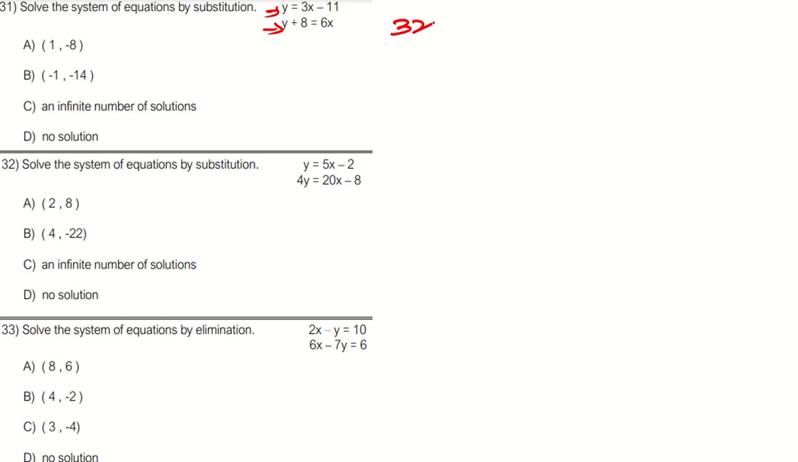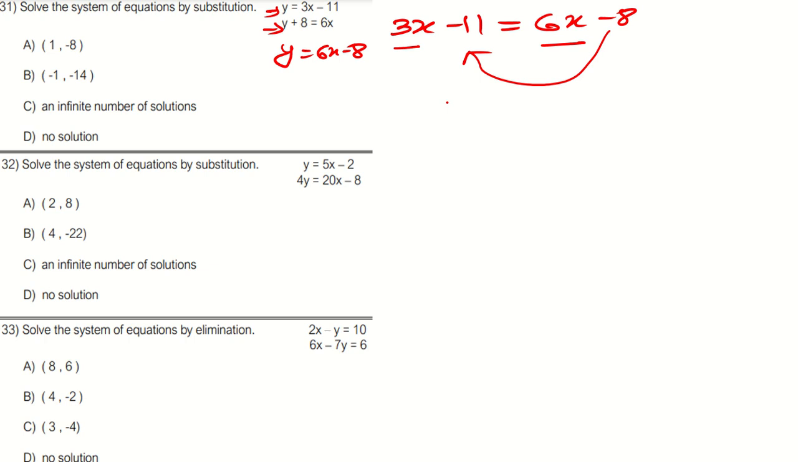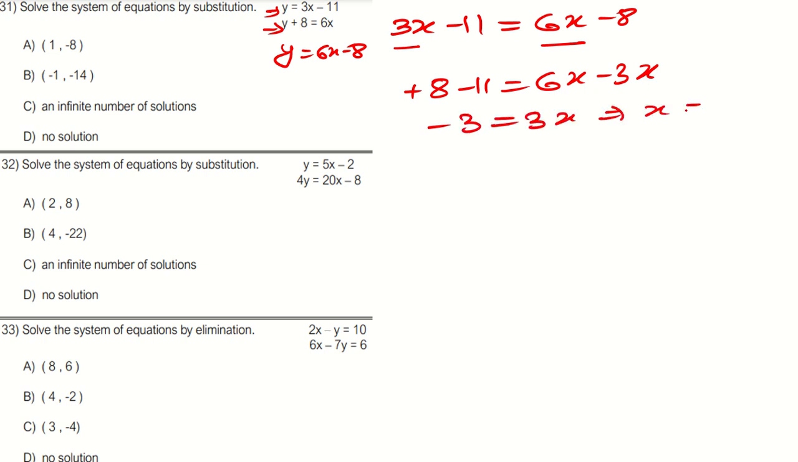So 3x minus 11 is equal to, here y will be equal to 6x minus 8. So 6x minus 8. Just compare the values of y. Now you write 3x with 6x, like terms together, and negative 8 will come this side and become positive 8. So positive 8 minus 11 is equal to 6x minus 3x. Why minus 3x? Because here it was plus 3x. Now plus 8 minus 11 means minus 3 is equal to 6x minus 3x means 3x. So x is equal to negative 1.